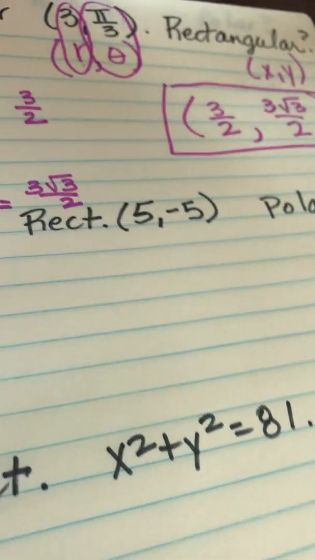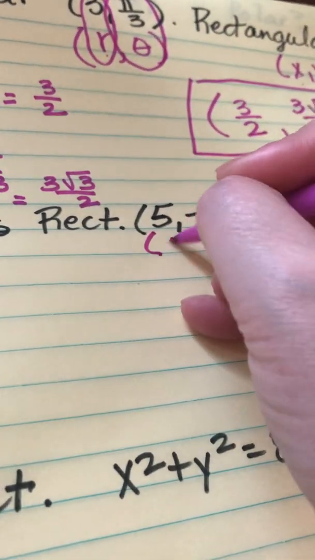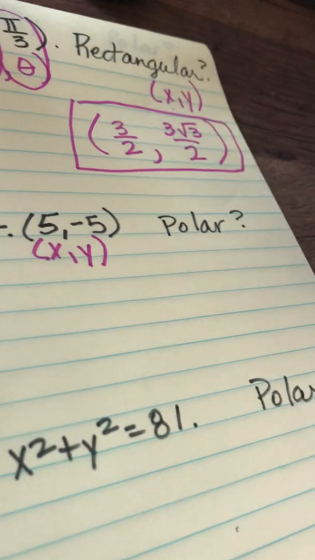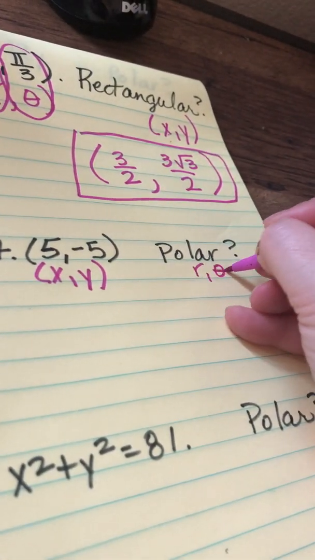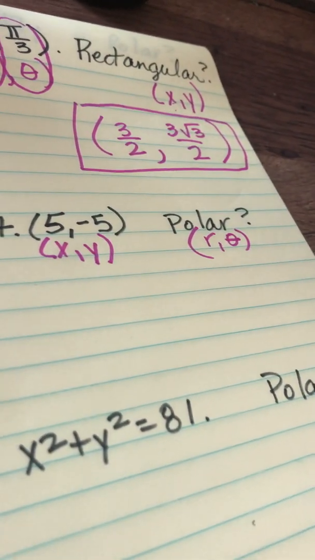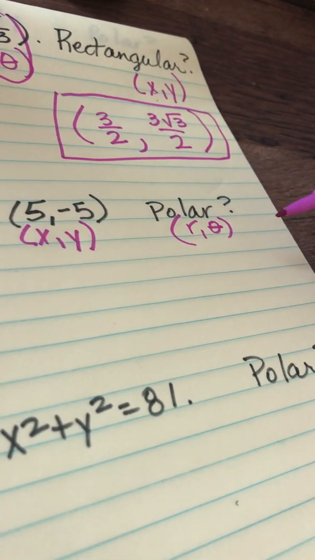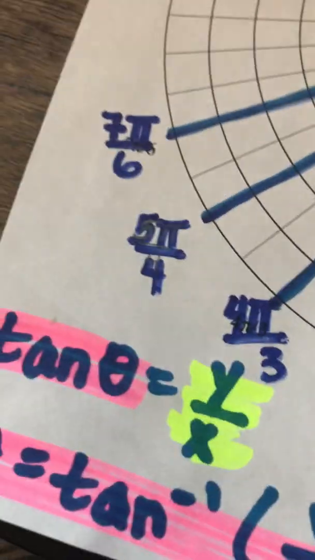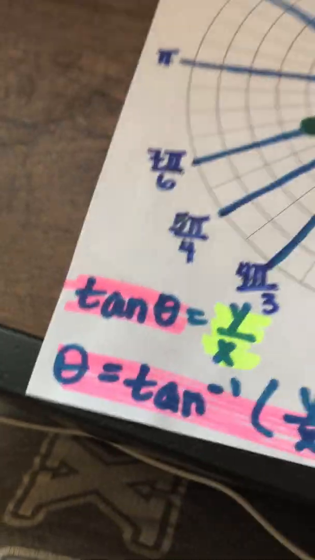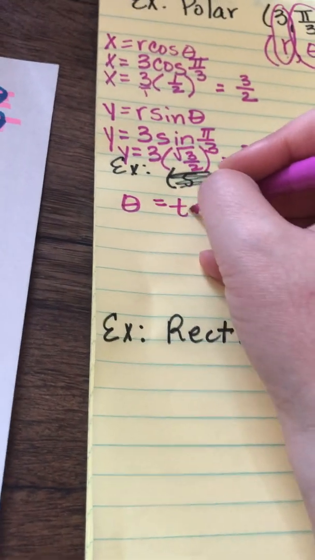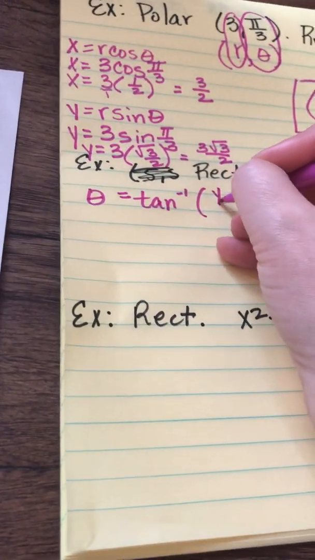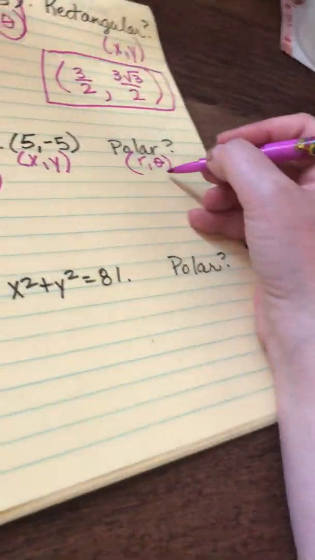Okay, let's look at this. It says if you're given rectangular 5 comma negative 5, and remember rectangular is x y, and we want polar, that's r comma theta. So let's see if there's a formula that says r equals or theta equals. Theta equals. Okay, we definitely need that. So let me write that down. Theta equals tan inverse y over x. So that'll take care of my theta.